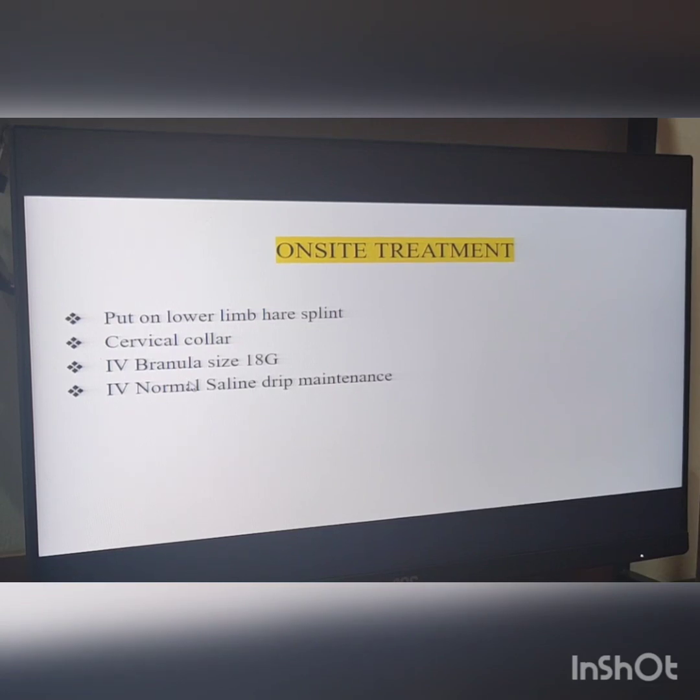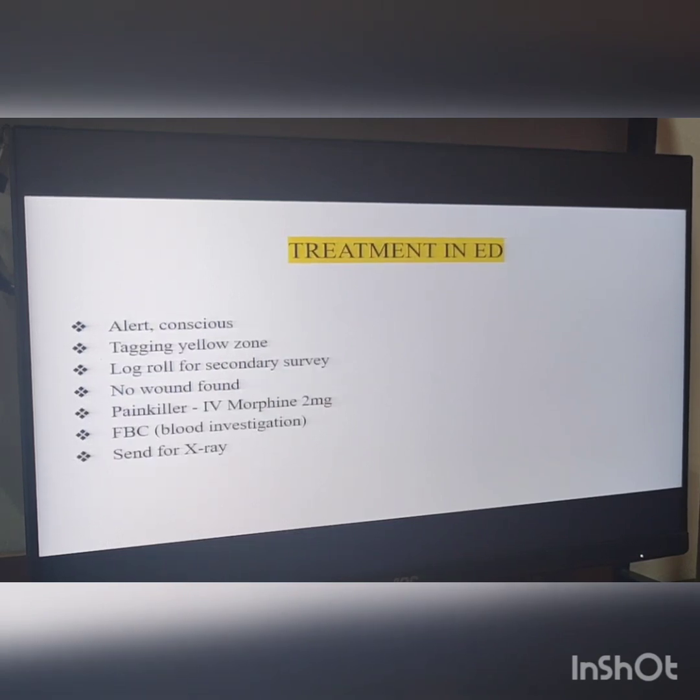And as maintenance, we put in an IV cannula size 18G and a normal saline IV drip. I cannot run it fast because the patient has hypertension, and the maintenance is just to prevent any fat embolism. For long bones, there's a complication of fat embolism, so it's better to put saline to dilute it.